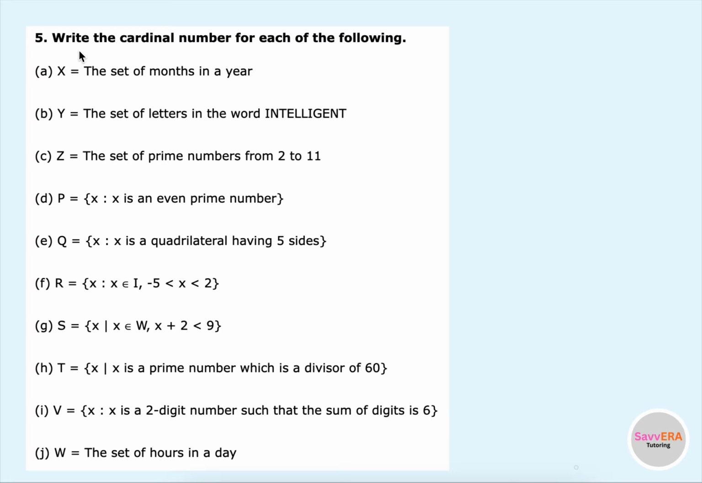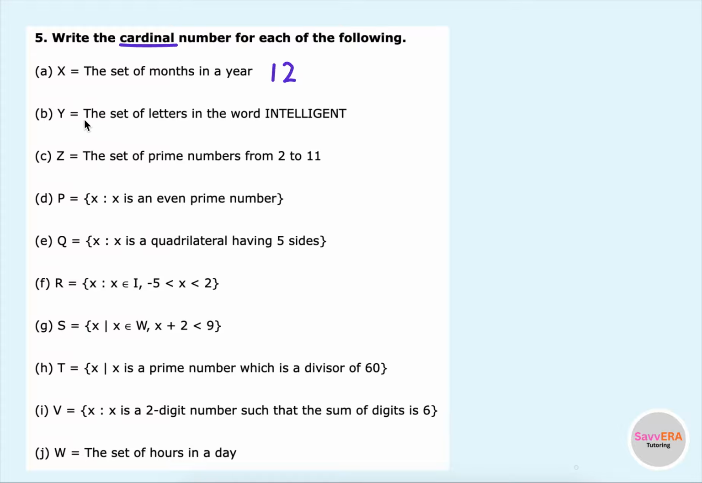So this one says write the cardinal number for each of the following. Cardinal numbers are just your regular numbers, 1, 2, 3, 4, just the way we write them in everyday language. The other numbers are called Roman numerals, which, as you know, are written using the English alphabet. All right, so the first question says, set X has the set of months in a year. So we know that should be 12 because there's 12 months in a year.